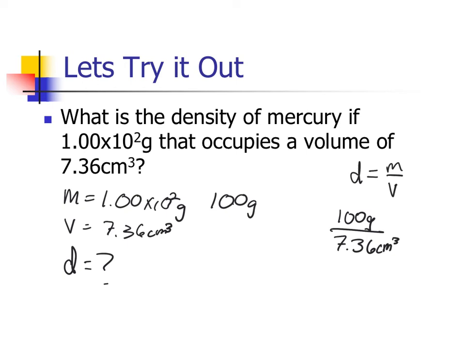And now all I need is a calculator, and I prefer to have students use their own ACT approved calculator, since you'll need to use one probably at some point. And we find that the answer, by doing the division, is 13.56. Let's go to 3 significant digits: 13.6 to the proper number of significant digits, with a label of grams per centimeter cubed.